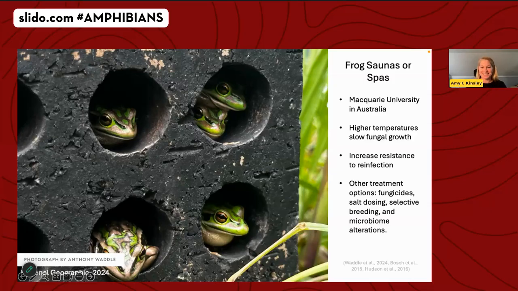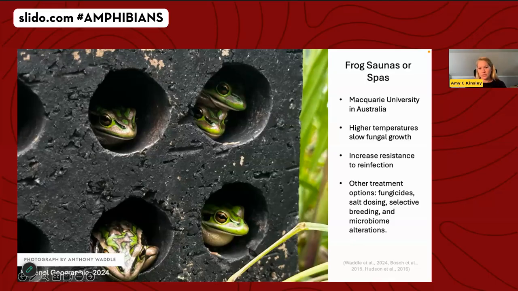So essentially, it's like a way for the frogs to behaviorally treat themselves. That's how they're describing it. Other treatment options that have been explored are fungicides, so those are medications that limit fungal growth. There's salt dosing, so increasing the salinity of the environment, selective breeding, and recently studies have also started to explore microbiome alterations, so the bacteria that grow on the animal's skin.